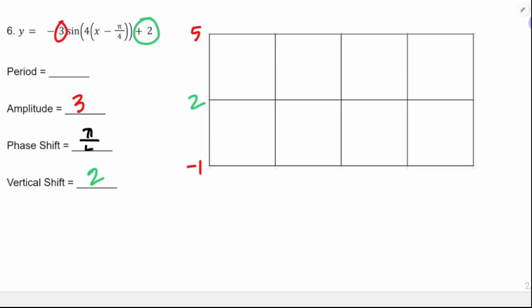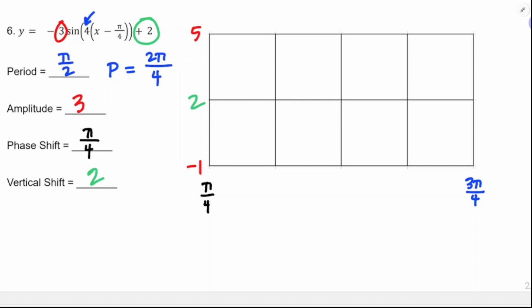It's the amount of horizontal translation. So put that down here, pi over 4. And then the period, I'll have to do the computation. The multiplier was 4, so p equals 2 pi over b, which was 4 there. And I will say that's pi over 2. So I'm going to add pi over 2 to pi over 4, and I'll get 3 pi over 4.